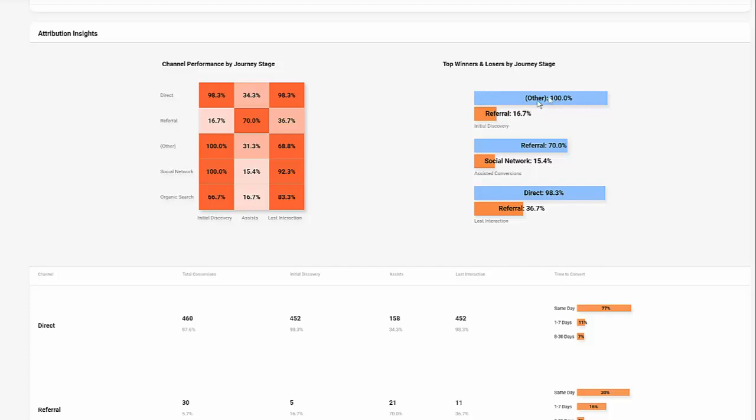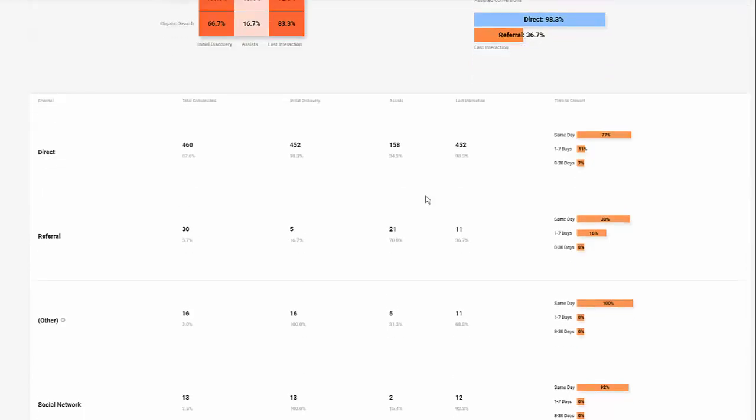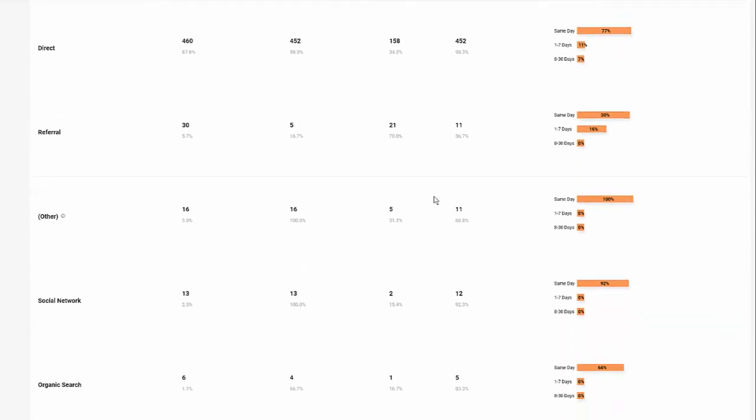We've got initial discovery, our other, which is ad channels and email probably. Referrals are the lowest initial discovery. And then for assisted conversions, referrals are the highest. Social networks are the lowest, and so on. Scrolling down, this is where I think the real goal is.